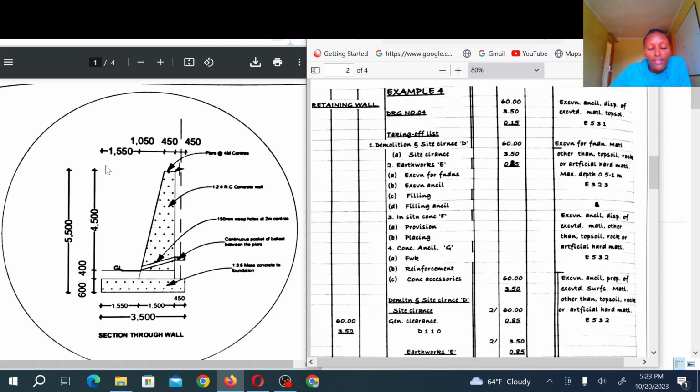Then we are given the thickness of the wall up here. So 450 is for the pier, 450 is for the thickness of the wall up there. Then 1050 is between where the wall stops at the upper side until where it stops at the lower side, because you can see the wall is like a trapezium. The upper side is narrower than the bottom side. Then 1550 is where the foundation spreads outside the wall. Okay, so that is the section of the wall.